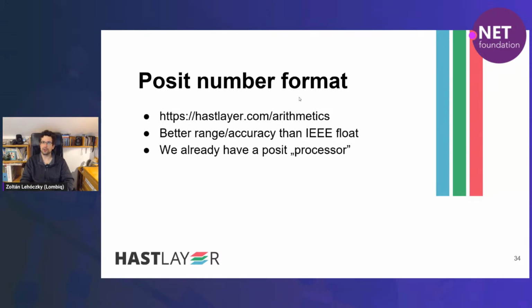We also created a .NET library that allows you to use posit numbers in any .NET software. What's the most interesting here is that it's also Hastlayer-compatible, and you can turn it into a piece of hardware. So that means that with Hastlayer, you can create your own number type, and then you can create a processor for your number type at the same time. Now, how cool is that?